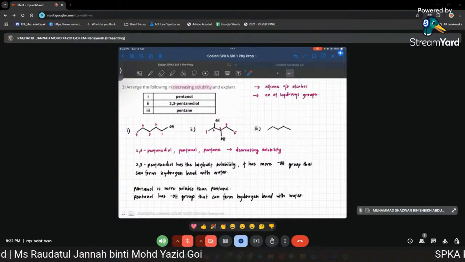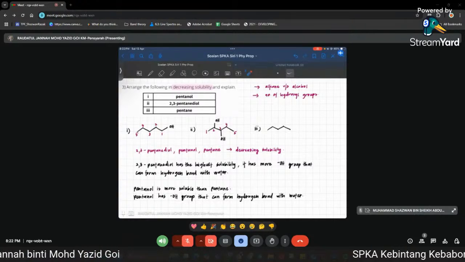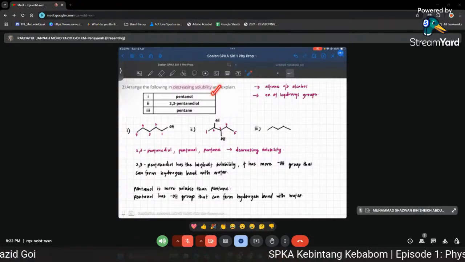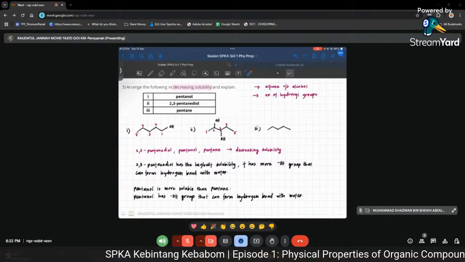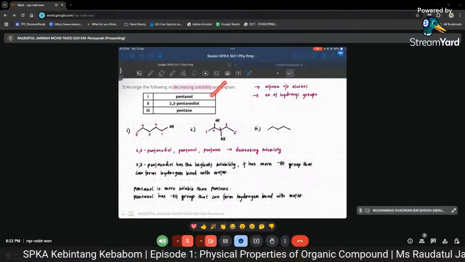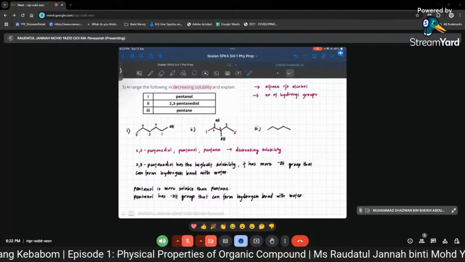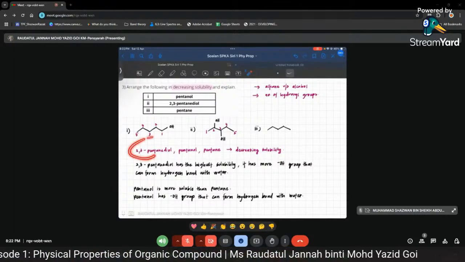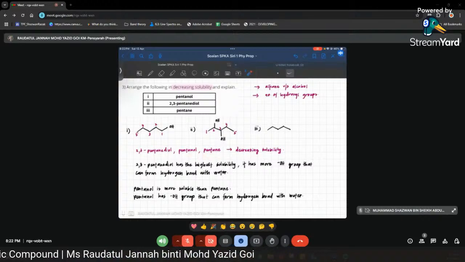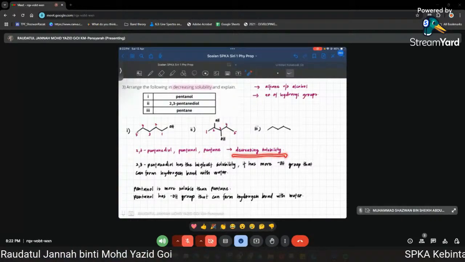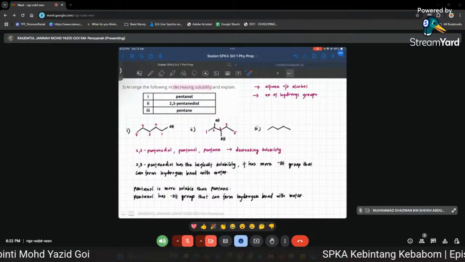But then again, soalan minta you susun in the decreasing order of solubility. So you kena susun according to what the question wants. Since the soalan wants decreasing order of solubility, so you letaklah yang paling soluble tu dekat sini. Okay, followed by pentanol and pentane. And then label your answer decreasing solubility. Okay, kalau you susun terbalik, salah. Sebab you tak menjawab soalan.